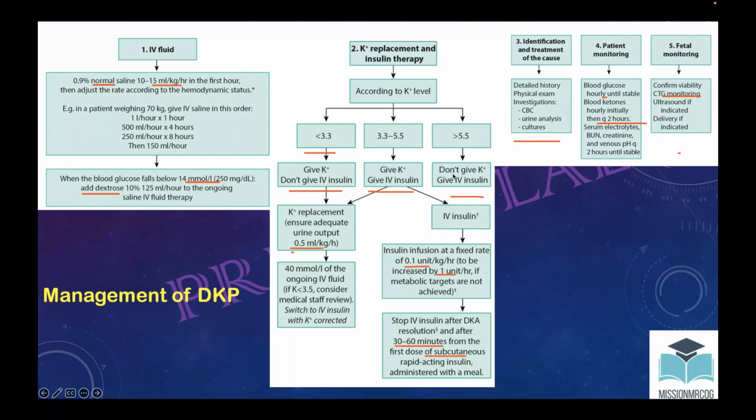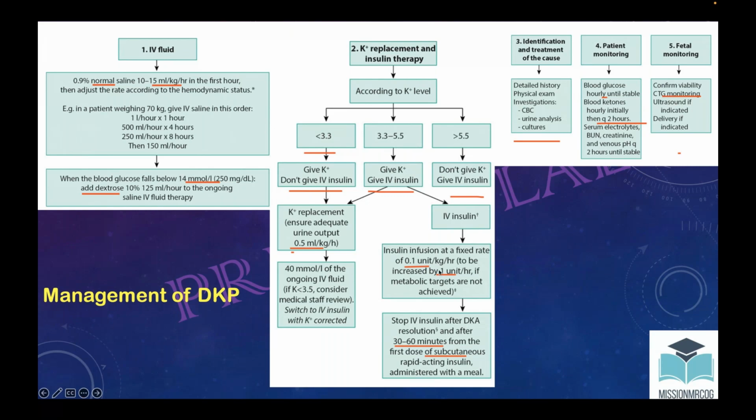You will get a question from here also. There is a fixed rate at which we give the insulin infusion, that is 0.1 unit per kilogram per hour. You have to remember this number, because you will get a question from here. And if we have to increase insulin, then it will be 1 unit per hour. So remember both these numbers. Insulin infusion is started at a fixed rate of 0.1 unit per kilogram per hour, and if we have to increase, it will be 1 unit per hour.